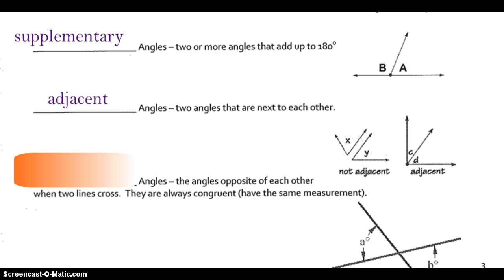Finally, angles that are opposite each other when two lines cross, like this, so they're right across from each other diagonally, they are always congruent. They're called vertical angles. They will always have the same measurement. So if you know one vertical angle, you'll know the other measurement.